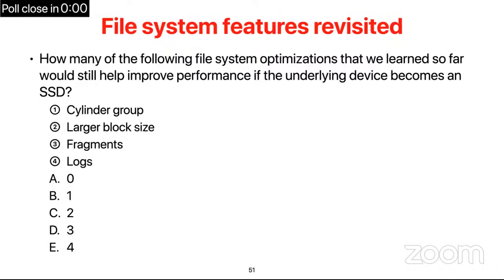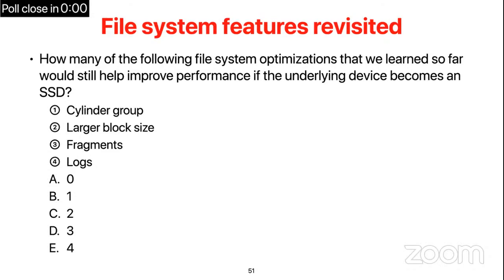Okay, Rogelio, what does your group think? We chose 3. D is the answer: 2, 3, and 4. Why? 1 makes no sense. There's no disk. 2, larger block size, so there's no cylinder. Yes. Why is larger block size a good idea?